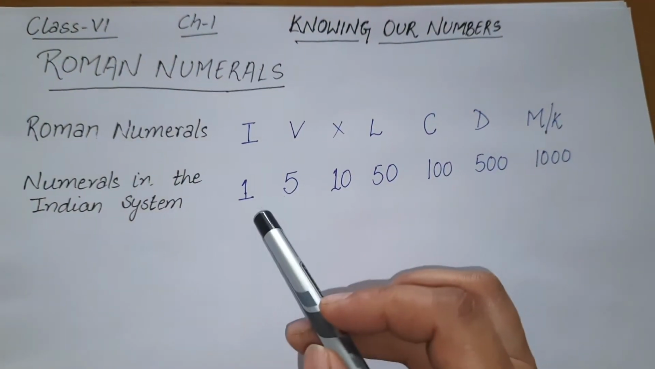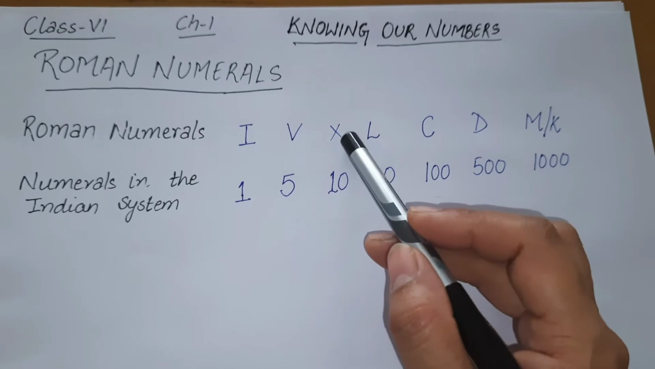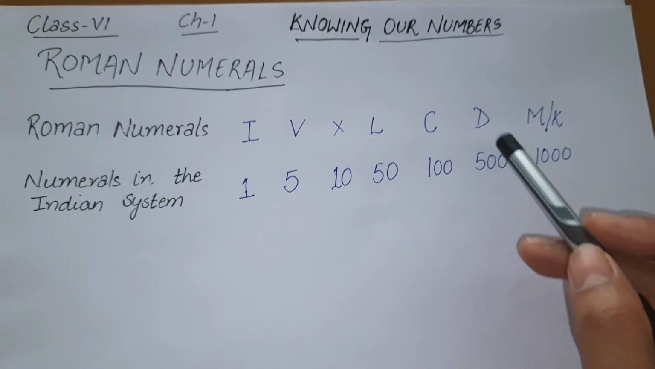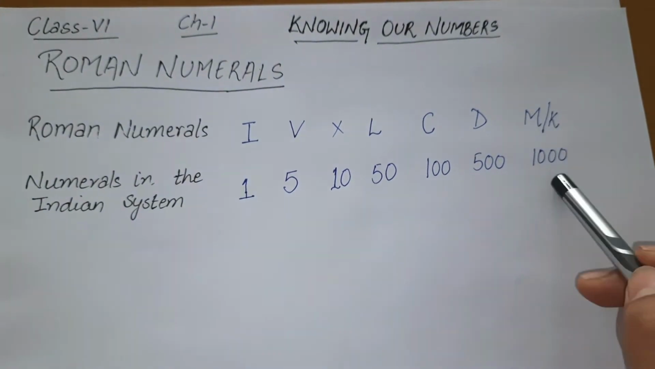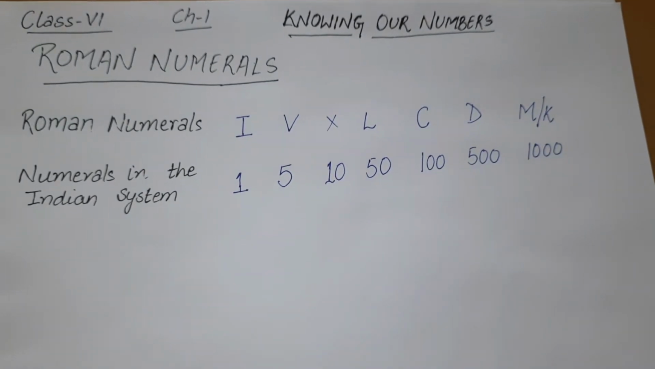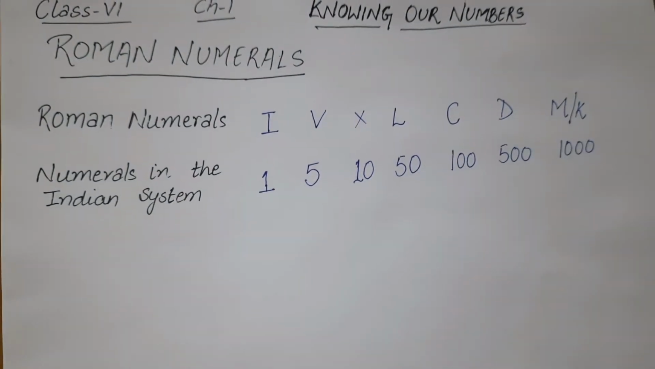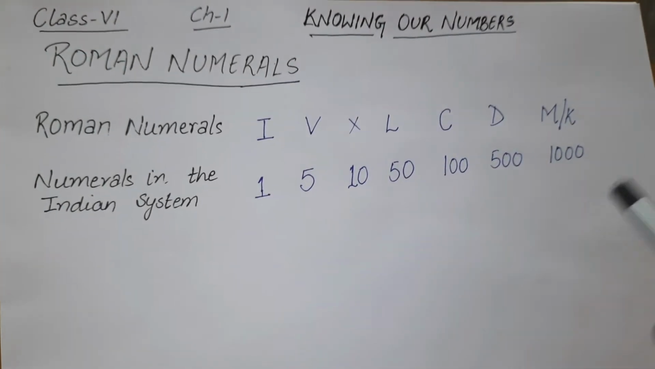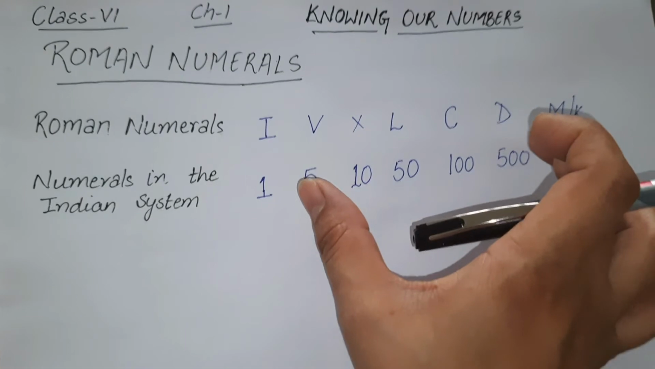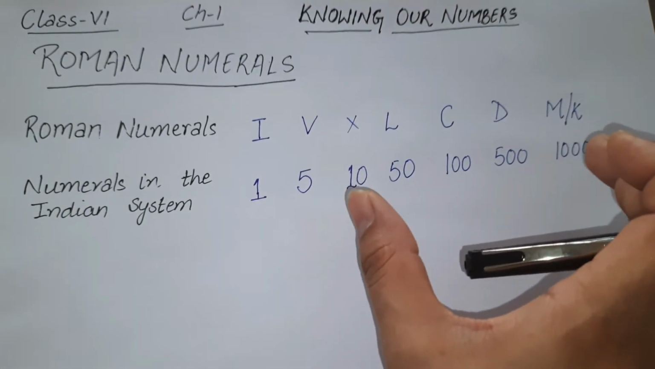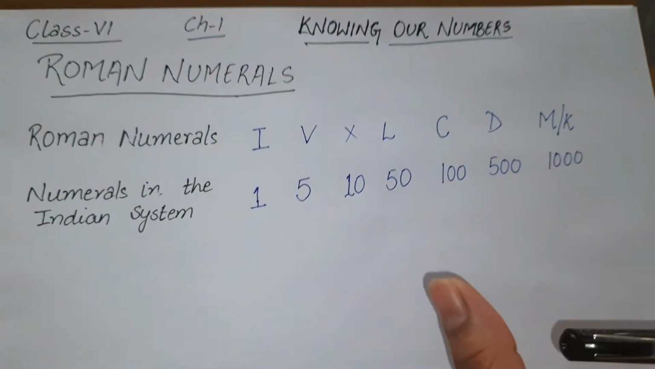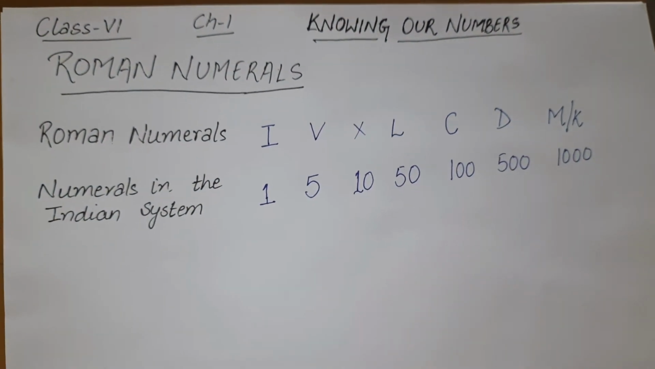I stands for 1, V for 5, X for 10, L for 50, C for 100, D for 500 and M or K for 1000. So these 7 symbols are used for writing the numerals in Roman numeration. With the help of these symbols, we can write any number in Roman numerals, but we need to follow some rules.